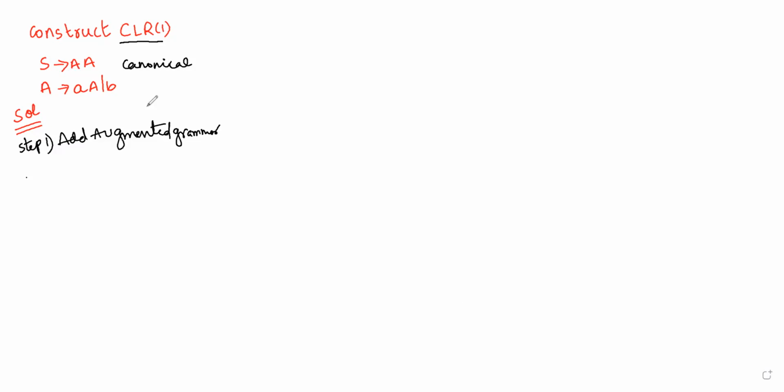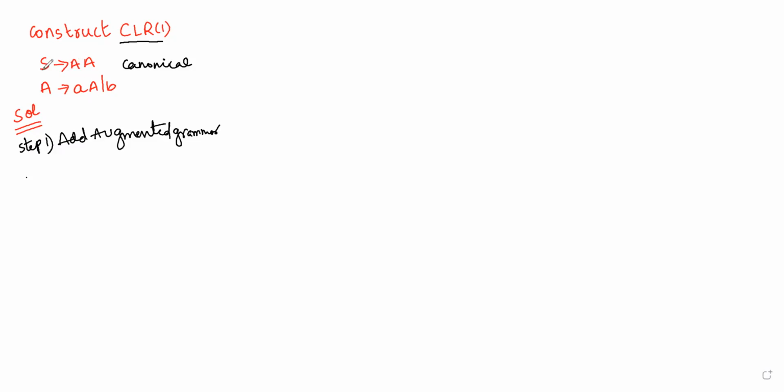Today we are discussing the CLR. So what is CLR? CLR is the canonical LR. So we are constructing the CLR parsing table. In the first step, you add augmented grammar to the given grammar.